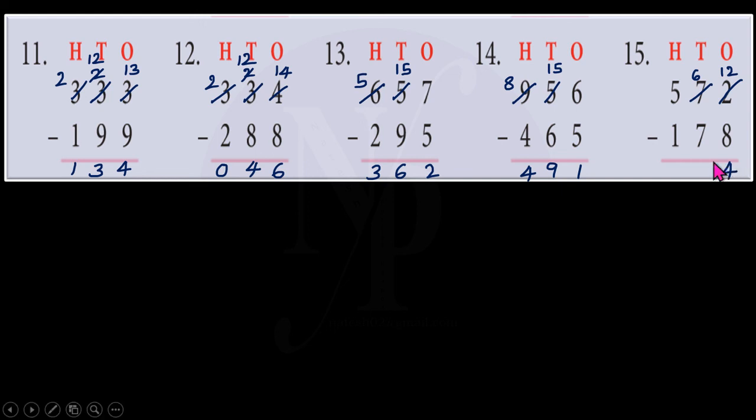Here, to subtract 7 tens from 6 tens, you need to regroup again. We make this 500s as 400s. Now this becomes 16 tens. Subtract 7 tens from 16 tens, you get 9 tens. And on subtracting 100 from 400s, you get 300s. Therefore, 394 is the difference of 572 and 178.